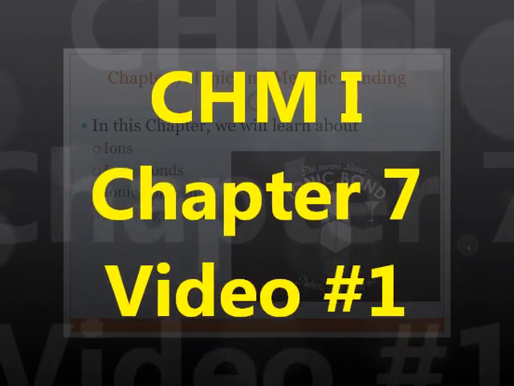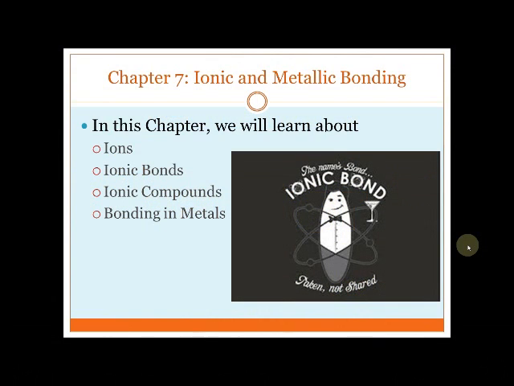Alright, chapter 7 is all about ionic and metallic bonding. So we're going to talk about all this kind of stuff.